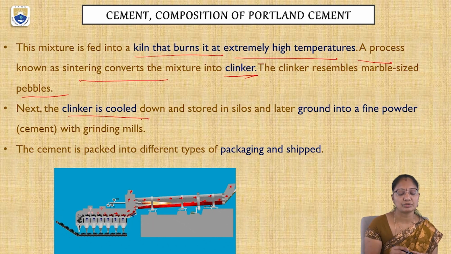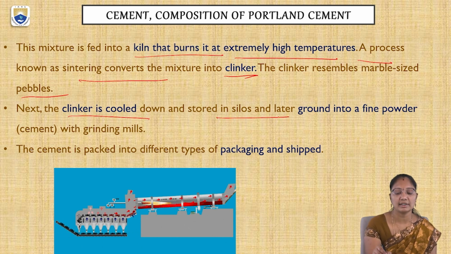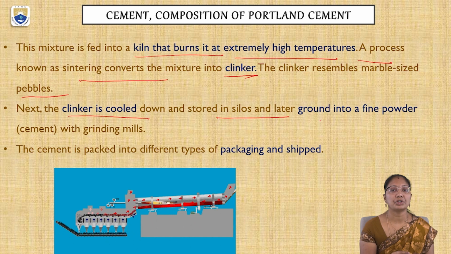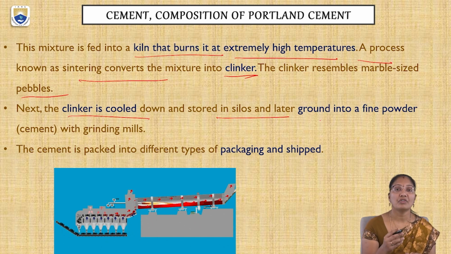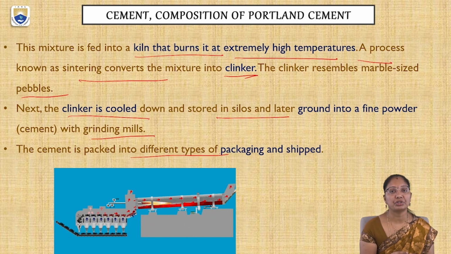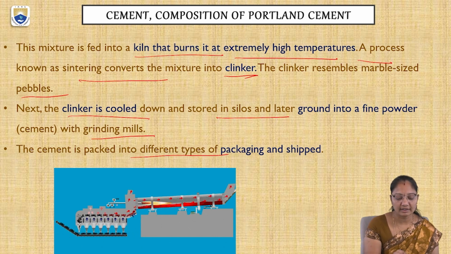Next, the clinker is cooled down and stored in silos, which are special tanks, and later ground into a fine powder; the fineness of the cement is achieved in this stage with grinding mills. Then the cement is packed into different types of packaging and shipped. So this is the clinker. This is the sintering, where high temperature is used to heat it.